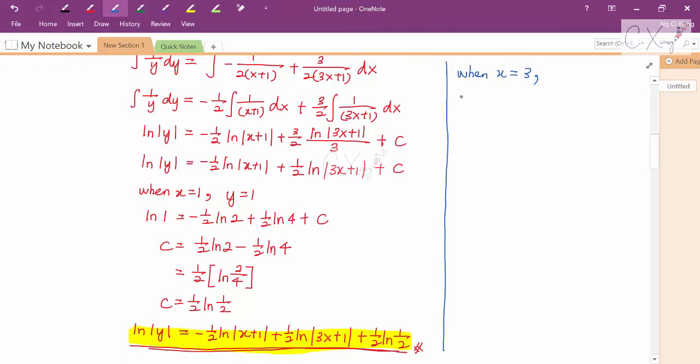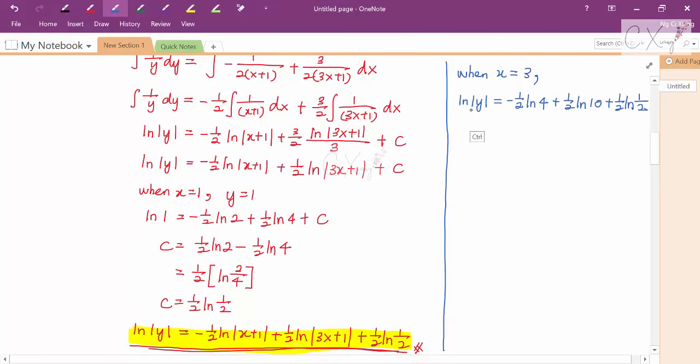Okay, so I want to find out the y, right? So I'm having ln y. Substitute all the x by 3 in your equation. So you're having negative half ln 3 plus 1 is a 4. Ln 3x plus 1. 3 times 3 is a 9. So 9 plus 1, you get a 10. And then plus half ln half.